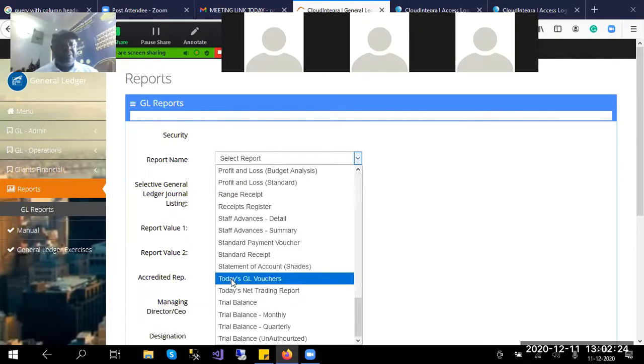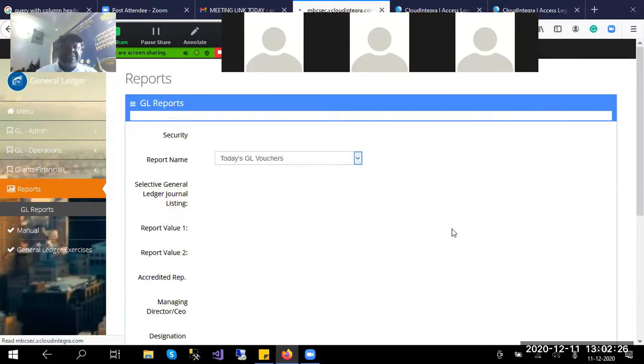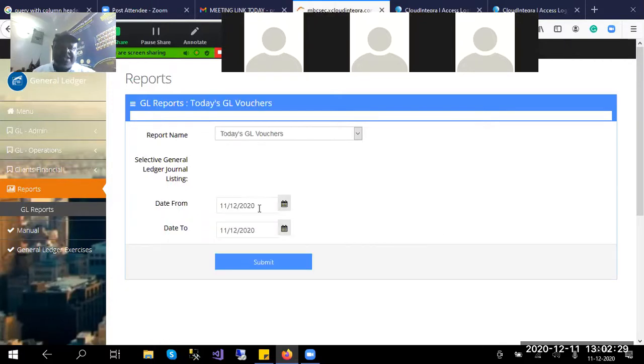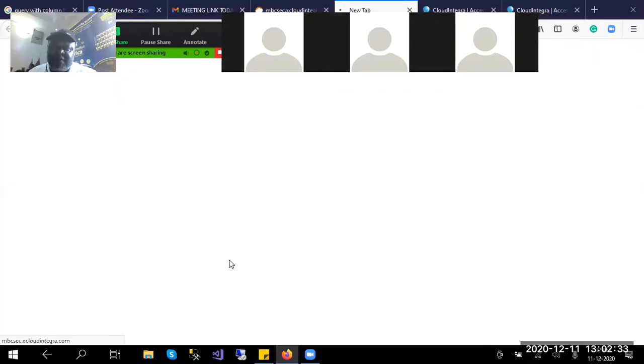Today's GL report would show everything since the beginning of the day today, the 11th of December, till now. If you are doing this at close of business, it will be everything that happens from the inception of the day till the end of the day. The business is able to look at everything that has happened.